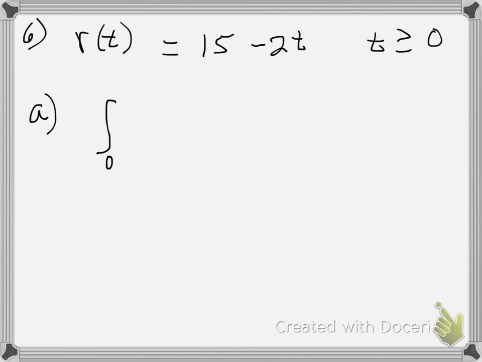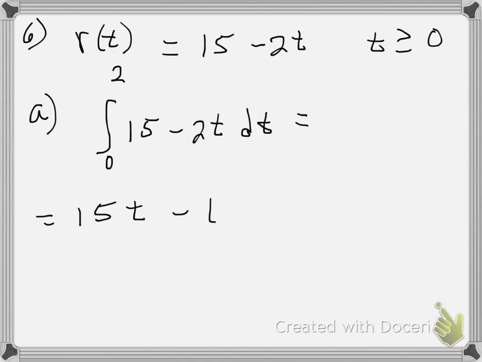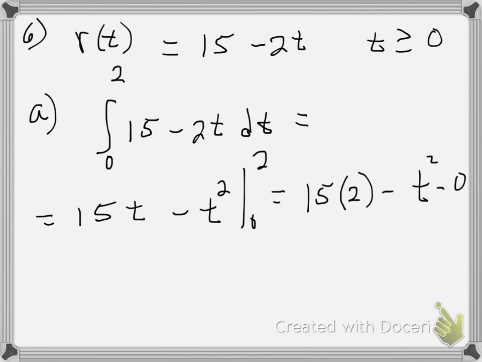Well, when they ask for an amount, generally they're asking for an integral. So we're going to integrate from 0 to 2, first 2 minutes, 15 minus 2t dt. Okay, and just for fun, I'll do this one by hand. It's 15t minus t squared. We're evaluating that from 0 to 2, and that becomes 15 times 2 minus 2 squared, minus 0. Because if I put 0 in for t, I get 0. And that is going to give me, would appear to be 26.